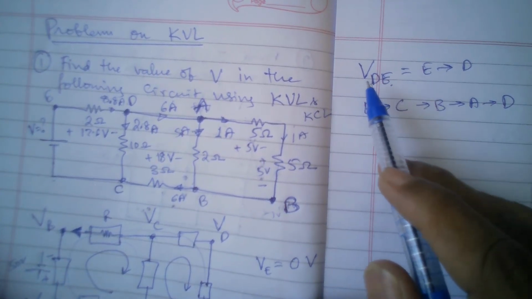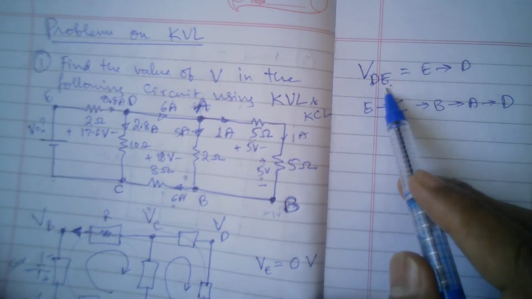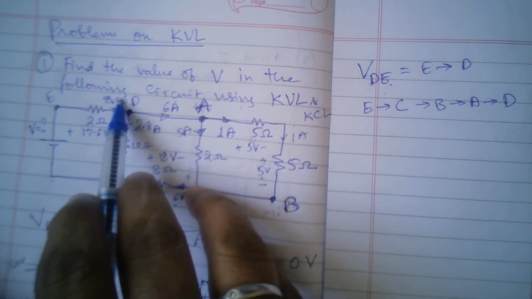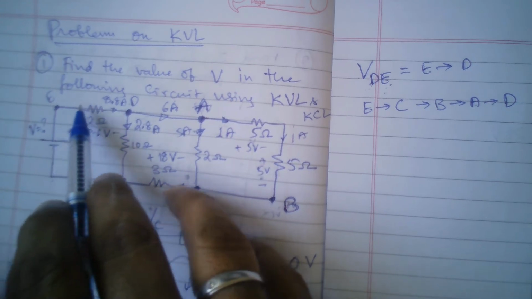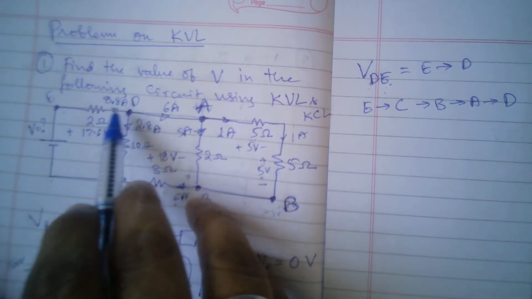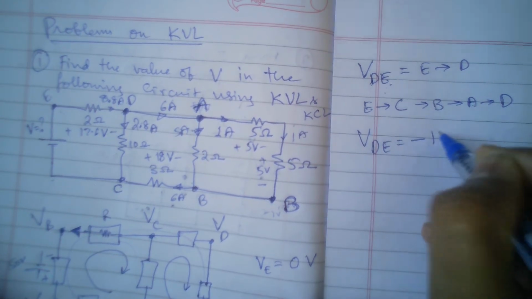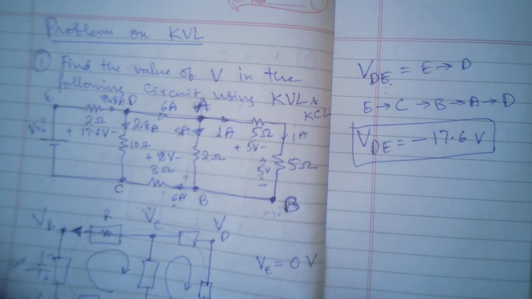Now, to find VDE, applying Kirchhoff's voltage law from E to D directly: E to D, you see 8.8 amperes into 2, 17.6 volts. E is at higher potential, and I am going towards lower potential, so I am losing potential. Therefore VDE is minus 17.6 volts. So this is the direct route.